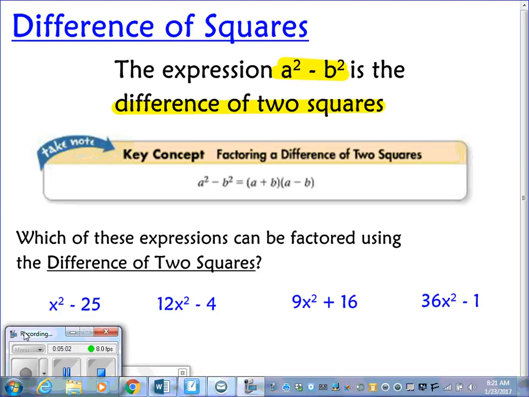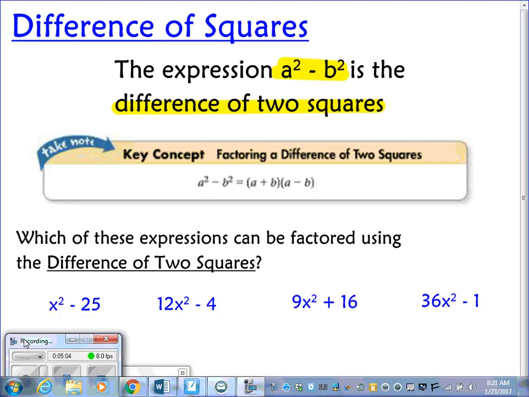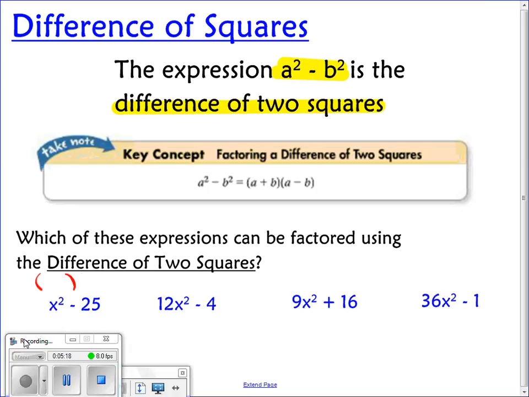So if I look down here, which of these expressions can be factored using the difference of squares? There's 4 of them down here. Which ones follow all the restrictions and requirements we just talked about? First one? Yep. How would this one factor? Yeah, x plus 5, x minus 5.